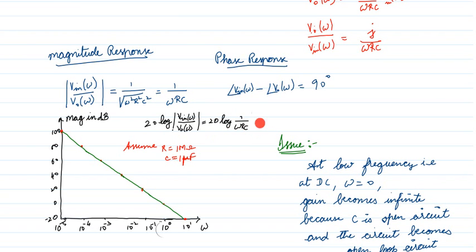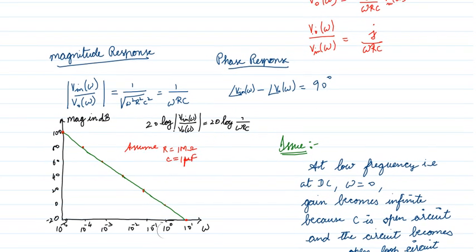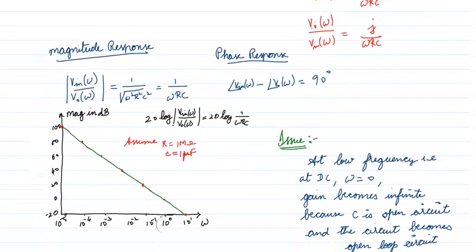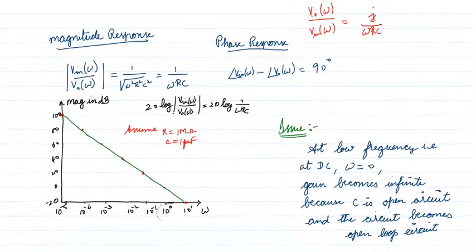What about the phase response? Phase response, if you look at this expression, just a moment, yeah, fine. Look at this, v naught by v in of omega. For j, the phase angle is 90 degrees. So the phase angle of v naught of omega. See here also I have to change, here it is v naught, here it is v in. Okay.